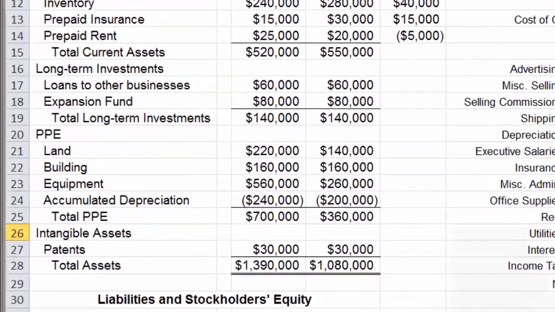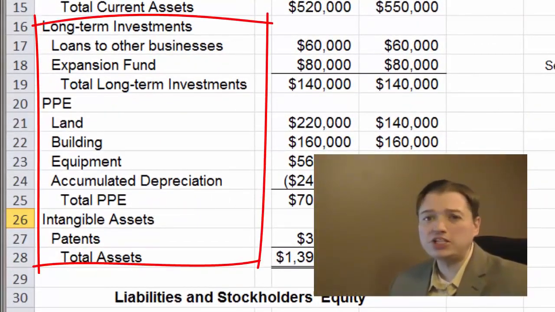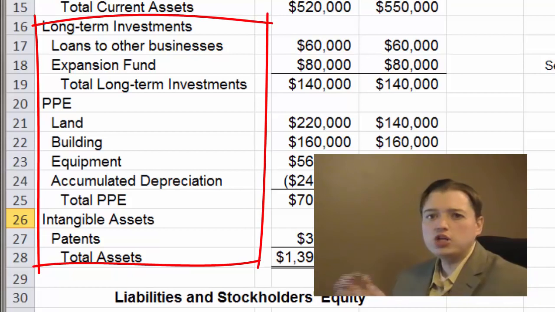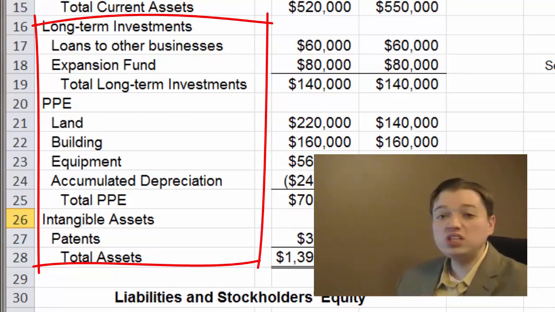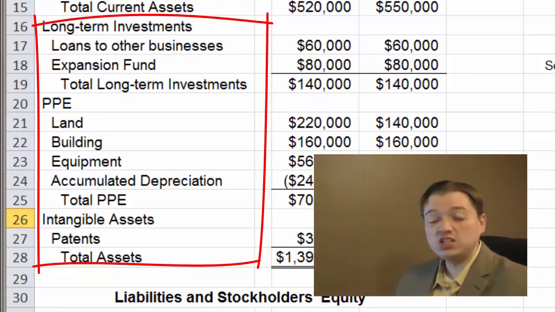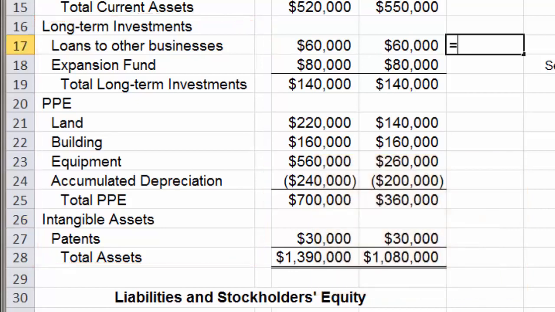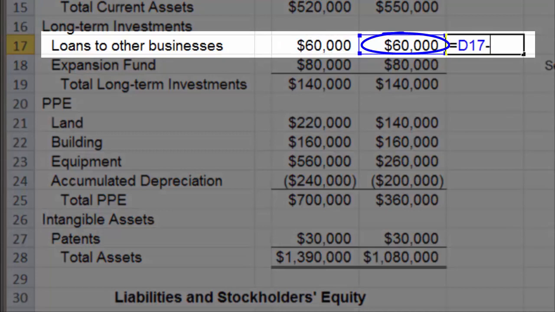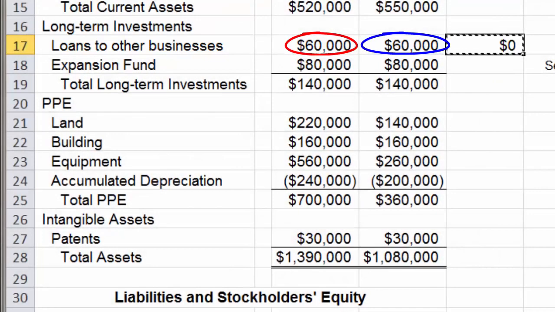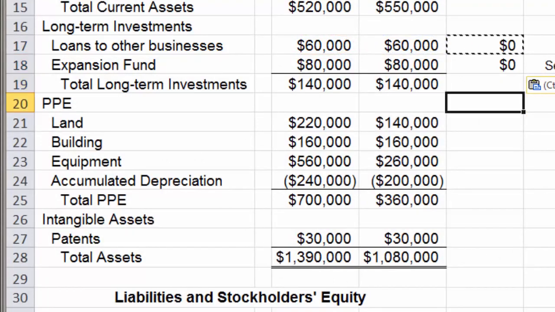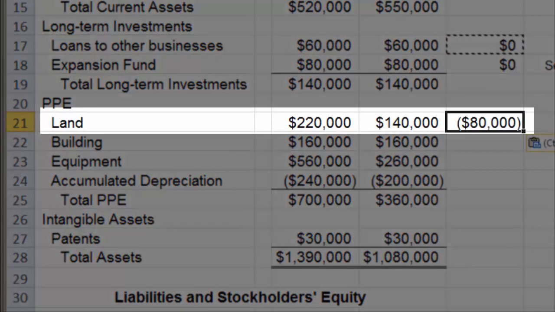Let's take a look over here. Now, these are long-term assets. Long-term assets don't match up with day-to-day operations, so they don't go in my worksheet. But we do need the changes in cash so that we can do our cash flow from investing and cash flow from financing sections later. So let's see. 60 minus 60 is 0, so nothing changed there. I'm going to copy this and paste it down. Nothing changes there. Land, there's a change.